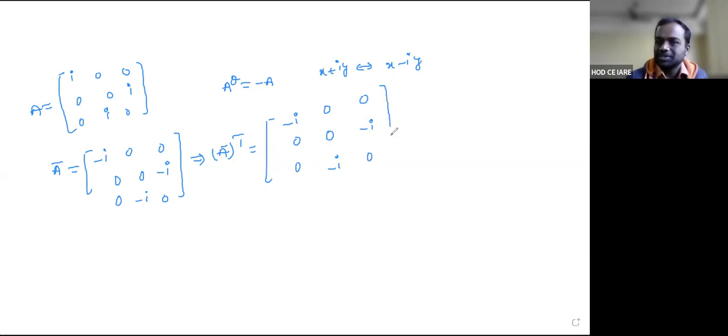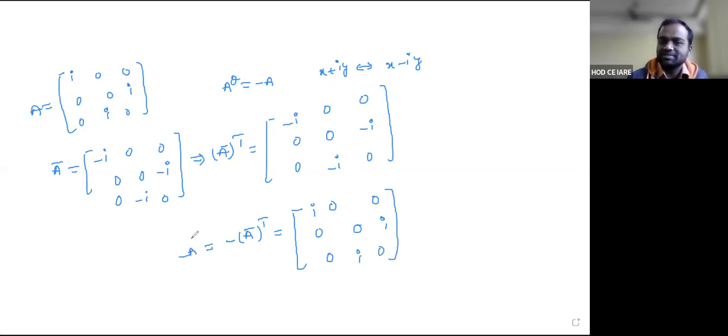Okay, so take the minus in common. Minus of the conjugate whole transpose is equal to minus in common, this is I 0 0, 0 0 I, 0 I 0. Therefore it is called minus A power of theta. So we have satisfied A is equal to minus A power of theta. It is a skew Hermitian matrix. Okay? Okay, sir.